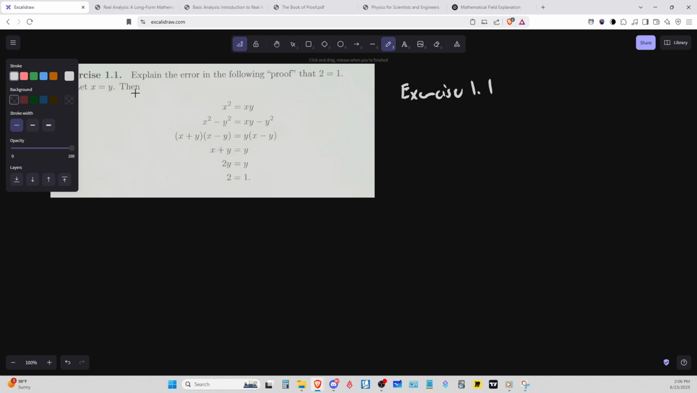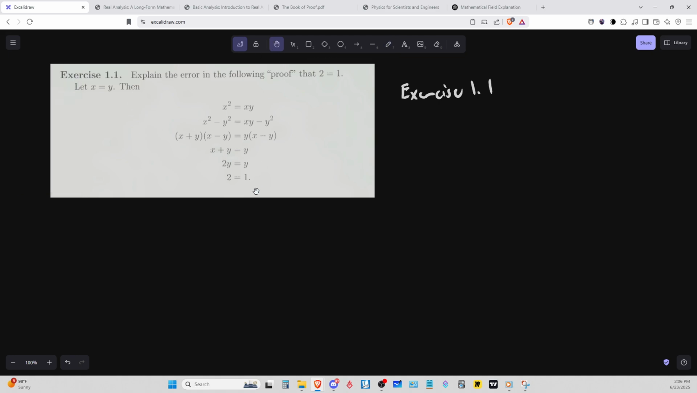So the first exercise is: explain the error in the following proof that 2 equals 1. Let x equal y. Now, I did try to answer this morning.